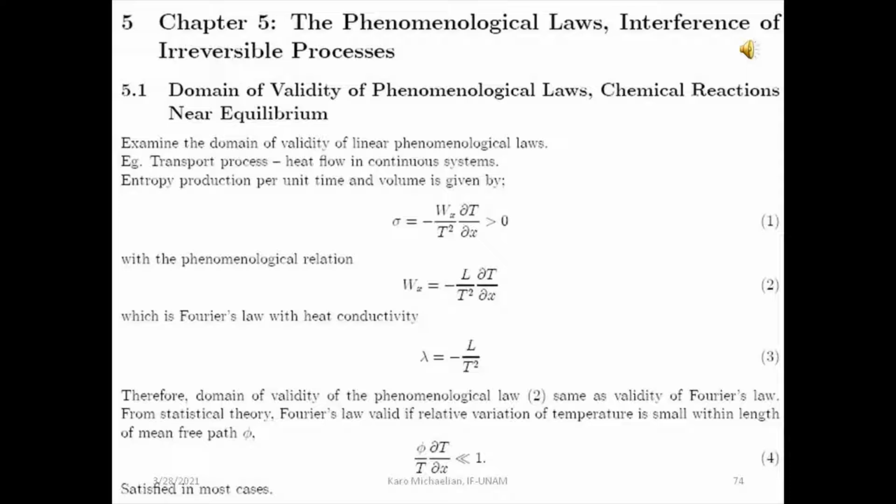In fact, Fourier's law is satisfied in most cases, particularly when the density of the material is large, so that we have a large number of interactions. So the mean free path, phi, is small. The only place where it really doesn't apply is in vacuum or in outer space, where the density is very small and there are very few collisions with respect to the gradient of the temperature.